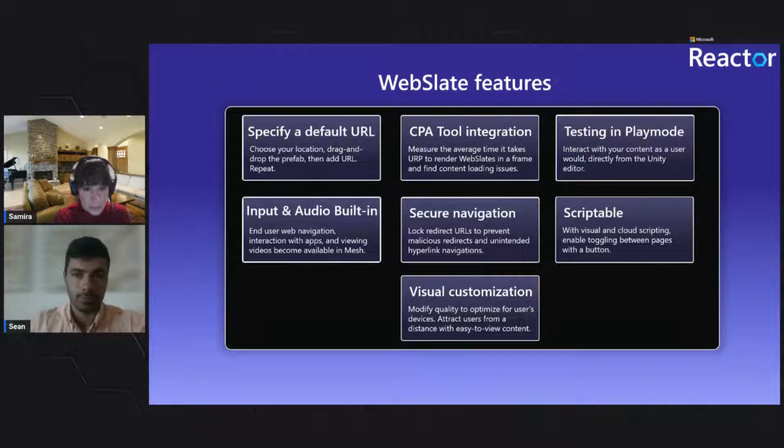On top of these functional features, we also provide you with a way of customizing the look of your web content, and that includes being able to control the brightness level of your web content and providing some framing options. So as you'll see later in the demo, once you've placed your WebSlate in your environment, you can quickly test it out in play mode in the Unity editor. And if you want to change the content of what you're displaying, you can also quickly do that at runtime, which makes for a faster testing loop.